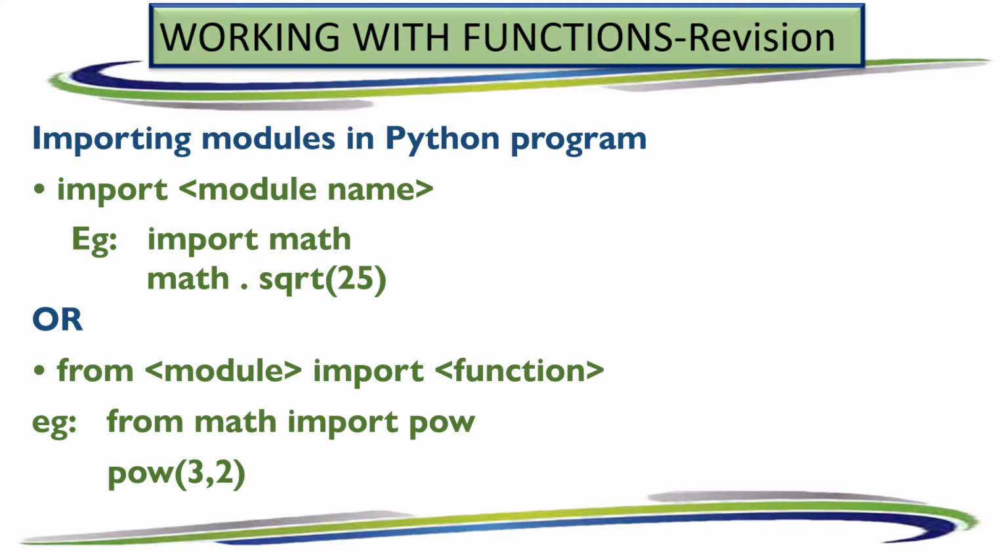There is another way, from module import function. So if you want to use the power function, we should write from math import pow. So here only the power function will be inserted into the program. If you want to use more than one function, we can do it by putting a comma there. That is from math import pow, sqrt. So these two functions will be imported into the program. So it will avoid the hassle of importing all the functions together into the program.